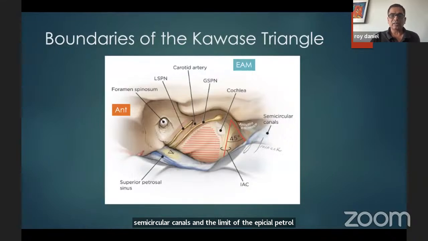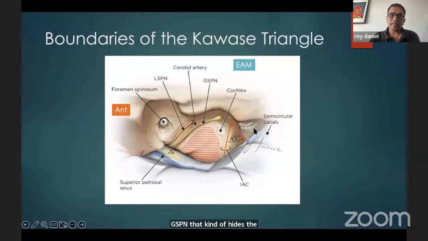And what are the boundaries of the Kawase triangle? It was described initially by Kawase as a triangle and later modified to make it a quadrangle, really. And these are the borders. On top, you have the petrous ridge with the superior petrosal sinus. And then you have the trigeminal roots and the GSPN that kind of hides the carotid there. And then posteriorly, you have the arcuate eminence and the internal auditory meatus.